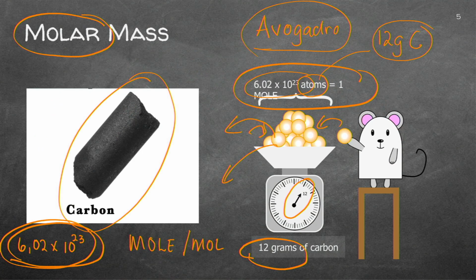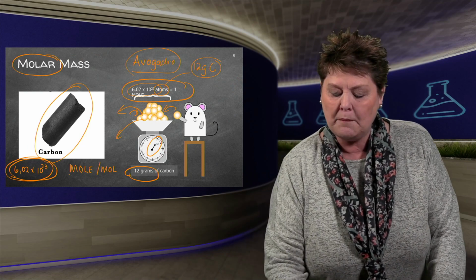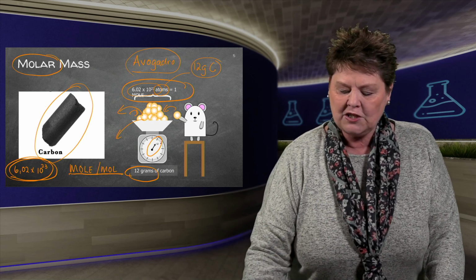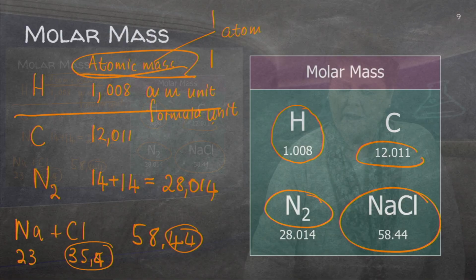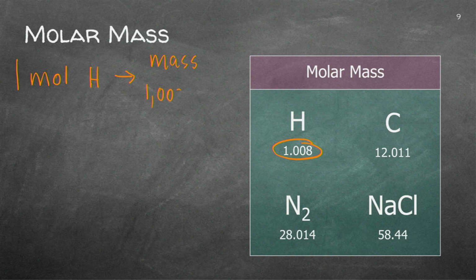Now, if you have a look at your periodic table, on the flip side, you usually find your constants. And a mole, remember, will be on your periodic table or your information sheet. So let's have a look at a mole. If I now go back to the slide and I say I want a mole of hydrogen, I'm going to say 1 mole of hydrogen will have a mass of 1.008.